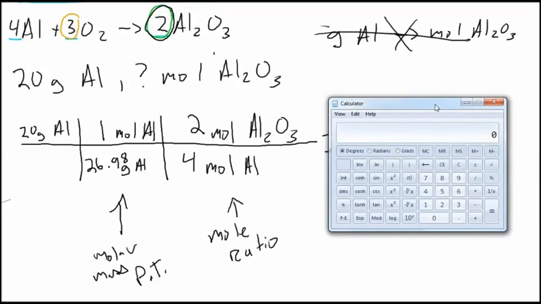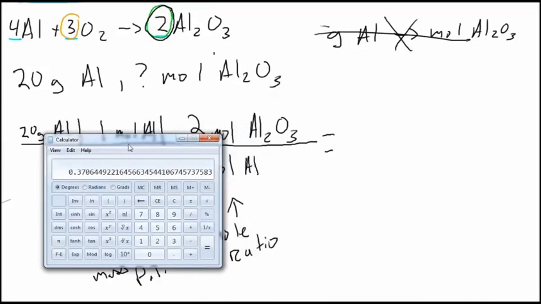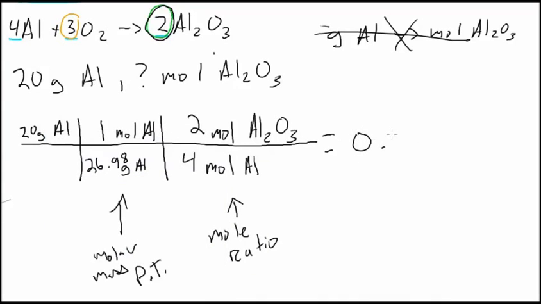All right, here's my calculator. So 20 divided by 26.98 times 2 divided by 4. And that equals, let's see, 0.37. So 0.37 what? Well, the grams of aluminum cancels, the moles of aluminum cancels, and the unit that we're left with is moles of aluminum oxide. And so we've gone from grams of one substance to moles of another.